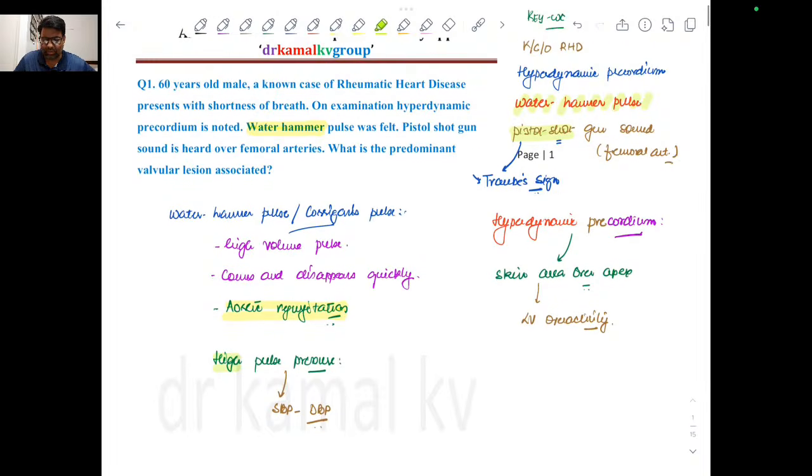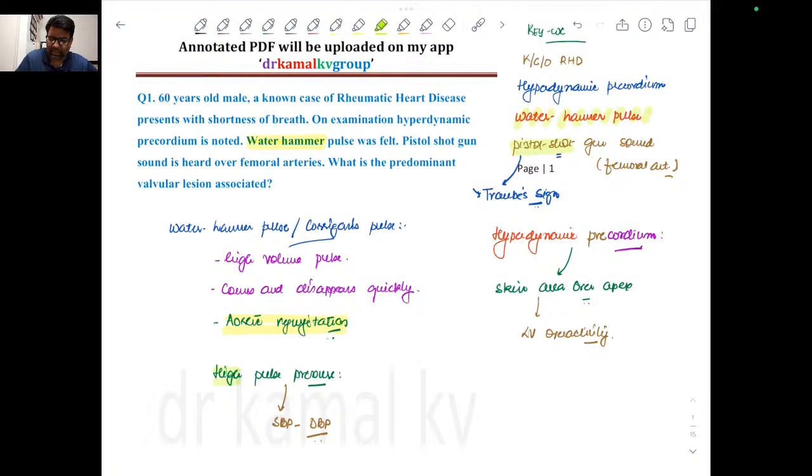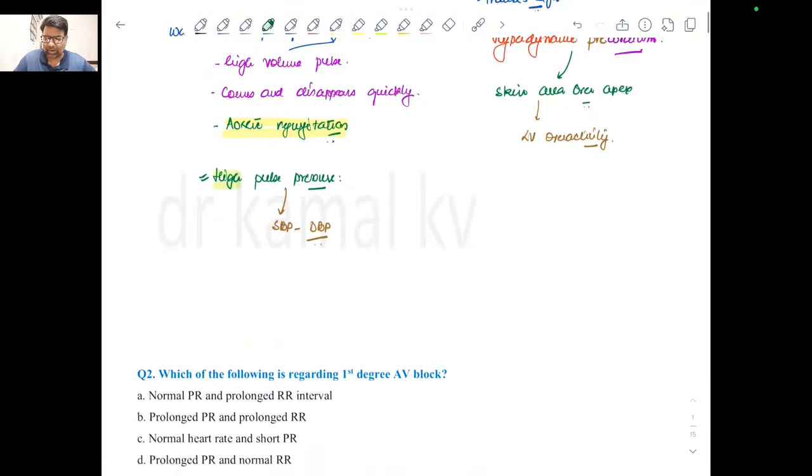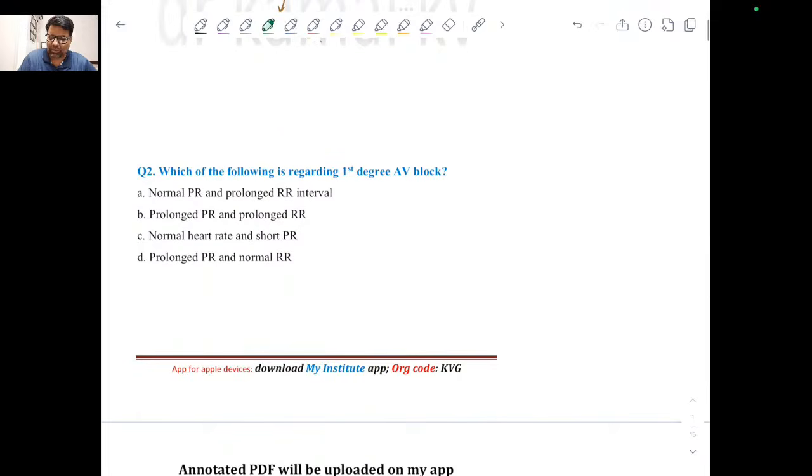So it is very easy to diagnose, and the classical ones are water hammer pulse or pistol shot gun sounds over femoral arteries. And the third one, which is very frequently asked, although not a component of this particular question stem, is high pulse pressure. So the moment you have these three keywords, think of aortic regurgitation. So this is how you need to reach your answer. Then moving forward to another question.